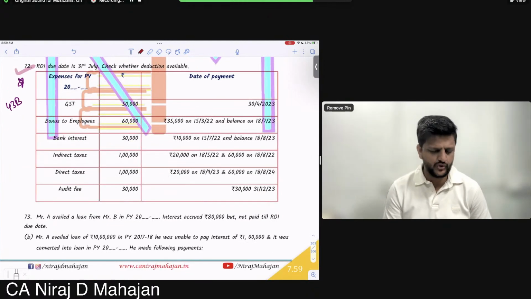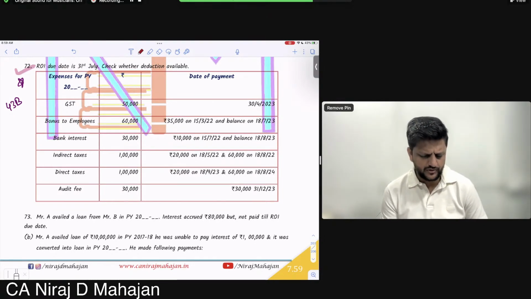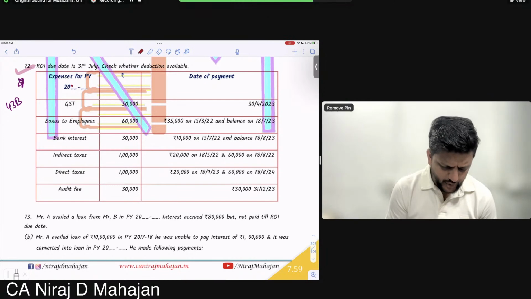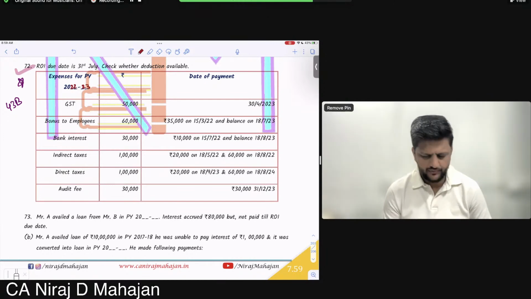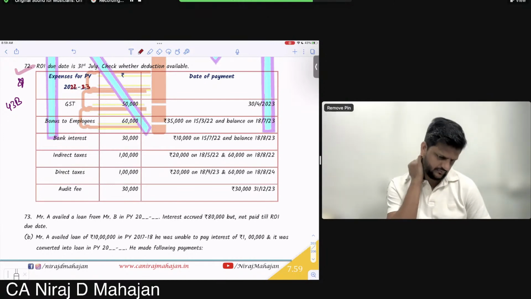ROI due date is 31st July. Ready, everybody? Return of income due date is 31st July. Check whether deduction is available. So they have given you the details also. Expenses for the year 22-23, obviously. Okay, everybody.